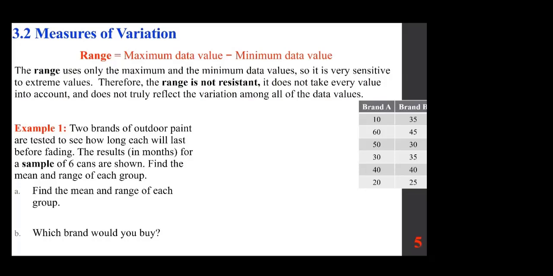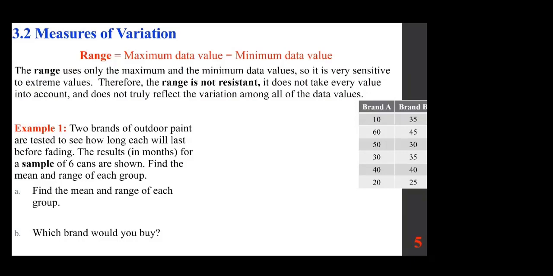If you look at brand A, you are finding the mean. X bar is summation of x over n. It's a simple process. You add them up and divide by 6. And the same thing for brand B. To find the mean, add them up, divide by 6.